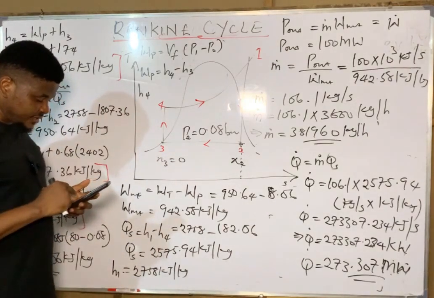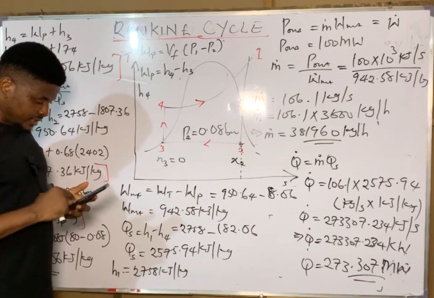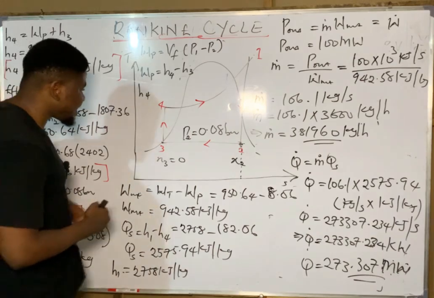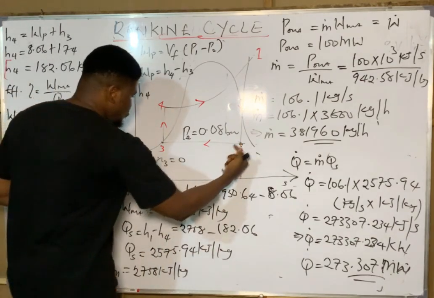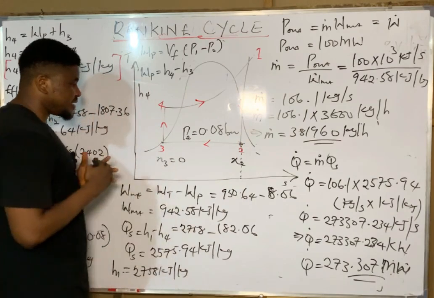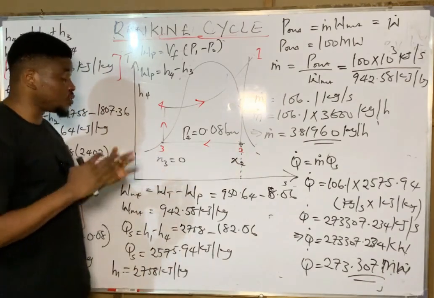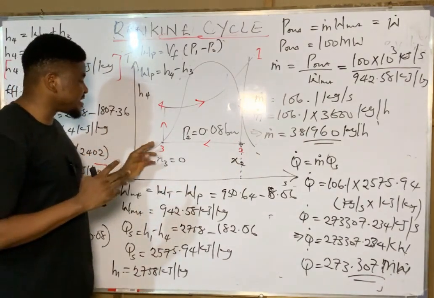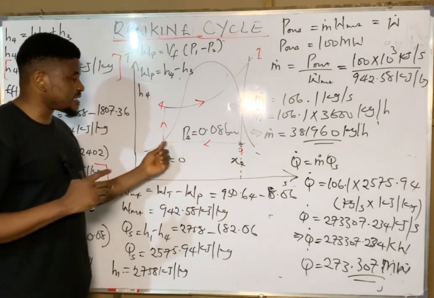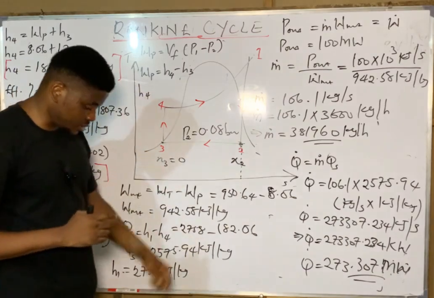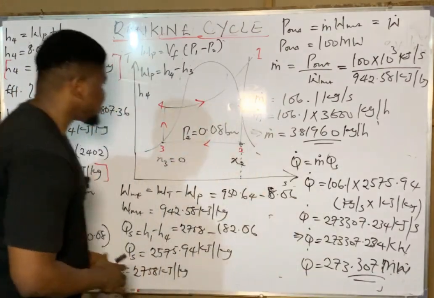Next question says heat rejected in the condenser. The condenser is between state 2 and state 3, and heat rejection becomes H2 minus H3. Now it should be negative, right? So you can simply say H3 minus H2, because in the condenser, once heat is removed from the system, it becomes negative. The negative sign there shows heat rejection.